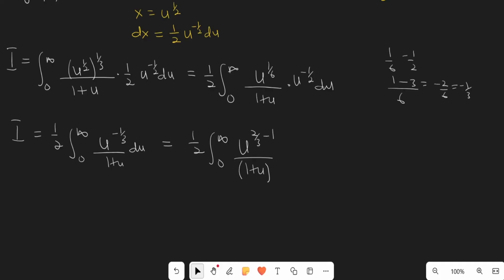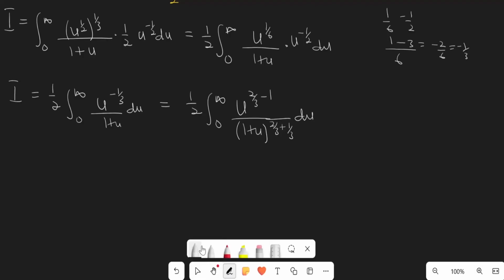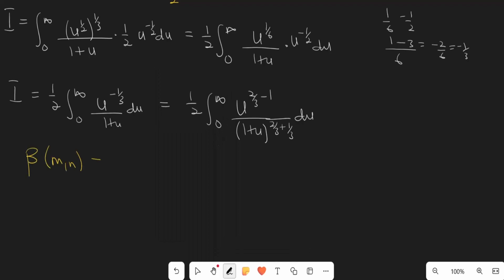raised to the power. Here 1 plus u is raised to the power 1, but permit me to write it as 2 over 3 plus 1 over 3, because the two of them will sum to 1, and then the u. And why I'm doing this is because I'm going to compare this one to the beta function. The beta function of m and n is the same as the integral from 0 to infinity of x raised to the power m minus 1 divided by 1 plus x raised to the power m plus n dx.